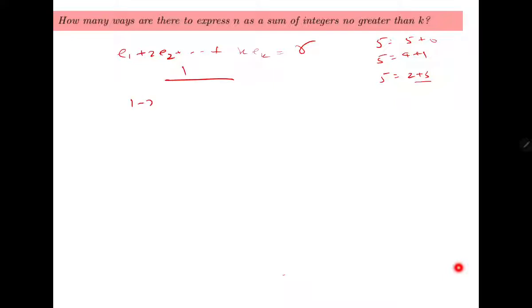How many ways are there to express n as a sum of integers no greater than k? Till now when I am writing 5, I am also considering 5 plus 0, or 4 plus 1. But if I put a restriction of no greater than 3, I can only consider 2 plus 3. So it means that your equation is e1 plus 2 e2 and so on plus k ek equal to r, and that's why the generating function would be 1 over 1 minus x, 1 minus x square, and so on, up to 1 minus x raised to the power k.